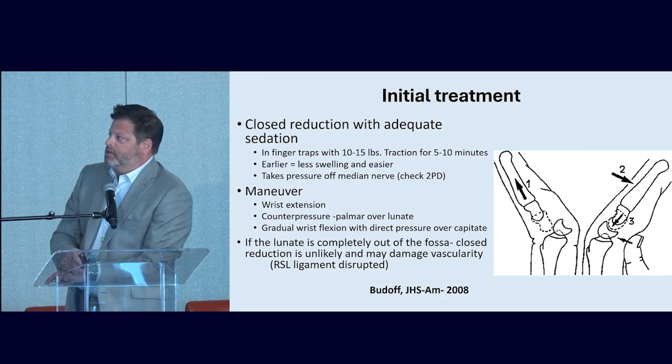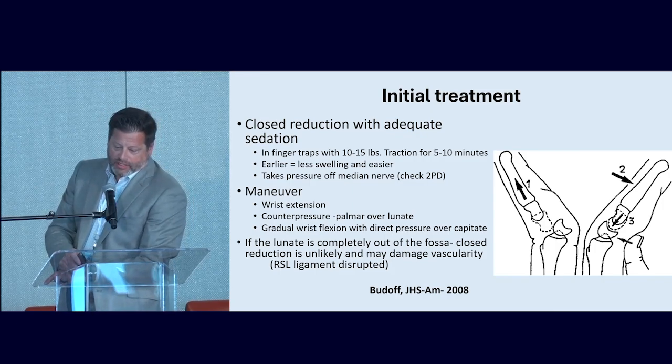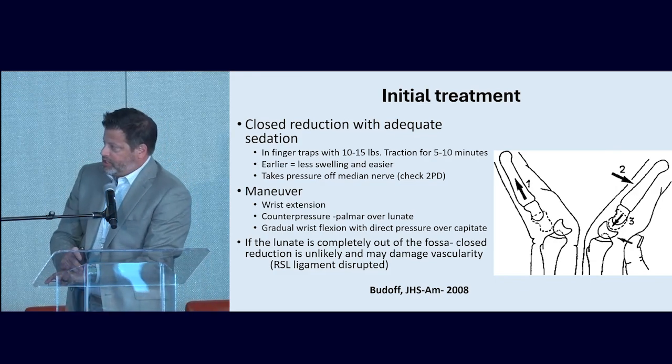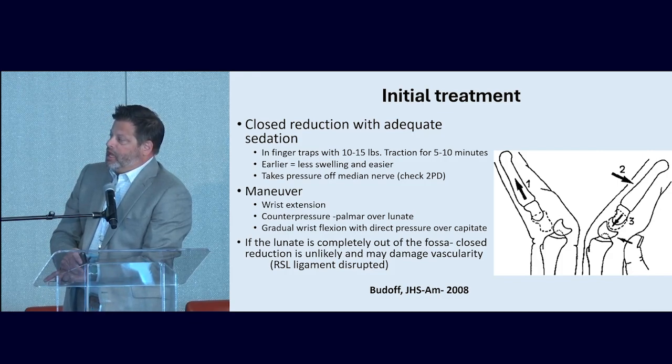Wrist extension, you place counter pressure, palmar over the lunate, and gradually flex the wrist with direct pressure over the capitate. One of the interesting things is if the lunate is completely out of the fossa, like some of our patients have, reduction is very unlikely. And given that radioscapholunate ligament that I showed you earlier in my slide, you can jeopardize that blood supply if you're trying to reduce ones that are way out of the fossa.